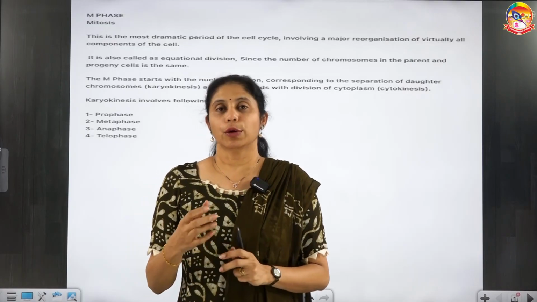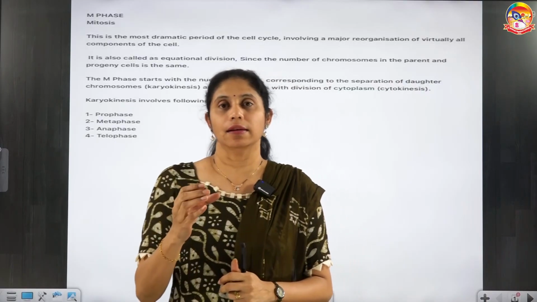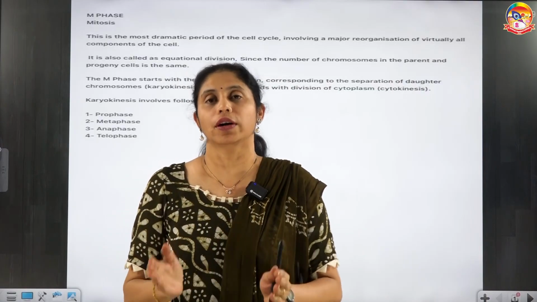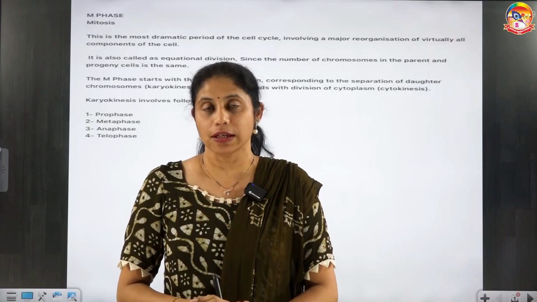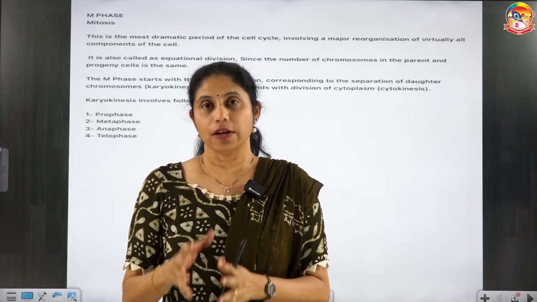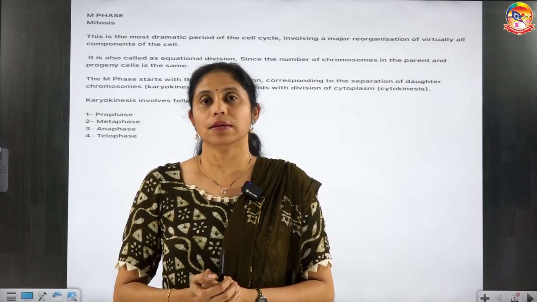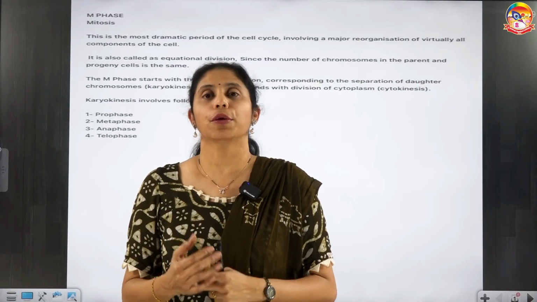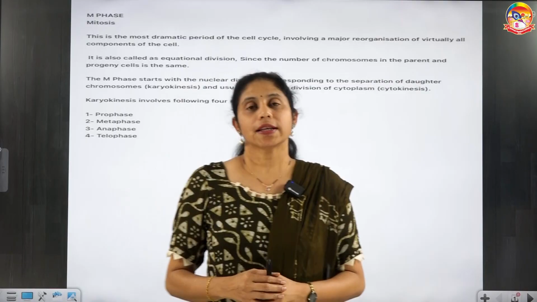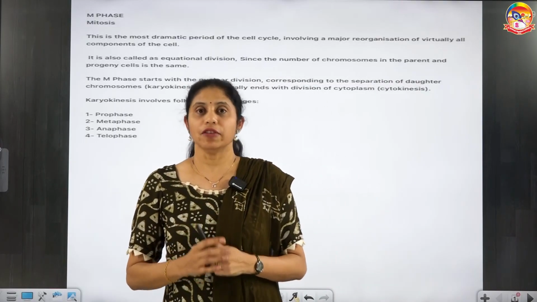Let us see what is cell cycle. When a cell is dividing into two daughter cells, or maybe four daughter cells, the type of division which is taking place in the cell cycle, that you are going to learn today. So let us see the first one, the cell division.